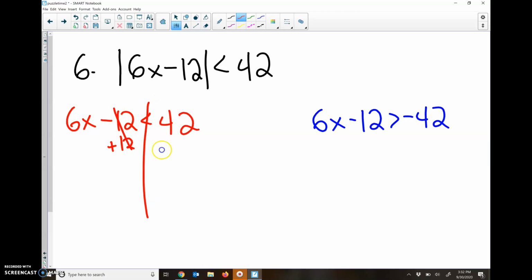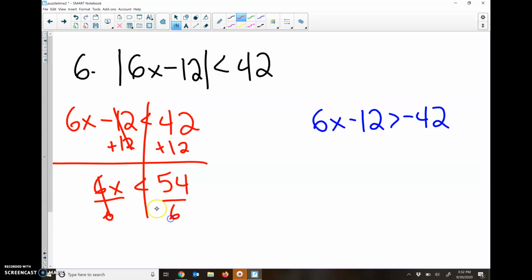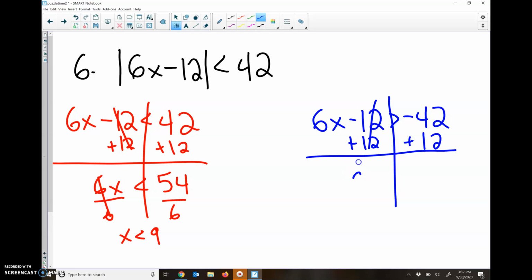So add 12 to each side, add 12. So I get 6x is less than 54. And I'm going to divide each side by 6. So then I get x is less than 9. Here, same thing. I'm going to add 12 to each side, except now it's a negative 42, so that's going to give me 6x is greater than negative 30. Divide each side by 6, so you get x is greater than negative 30 divided by 6, which is negative 5.